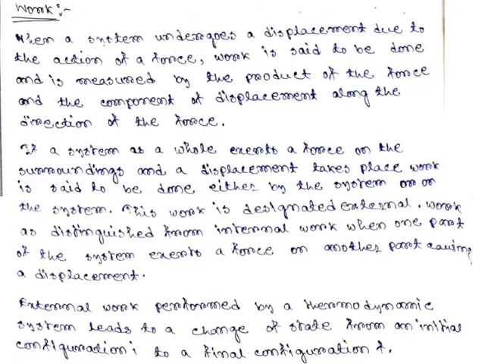Now for a mechanical system, work done is said to happen when the system undergoes a displacement due to the application of an applied force, and work done is measured by the product of the force and the component of displacement along the direction of that applied force. If a system exerts a force on the surroundings and a displacement takes place, work is said to be done either by the system or on the system, and this work is designated as an external work.